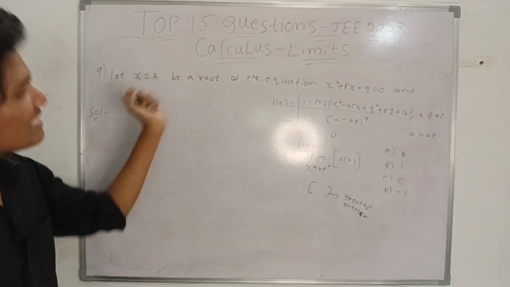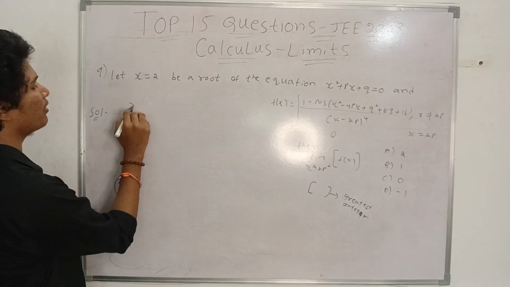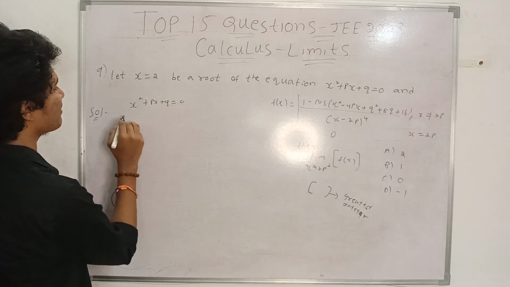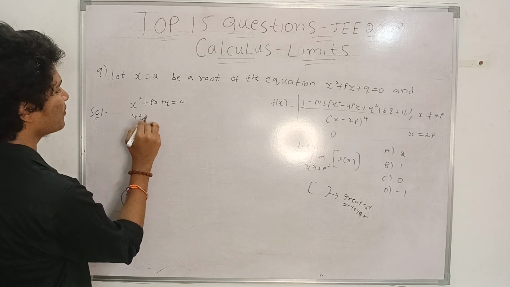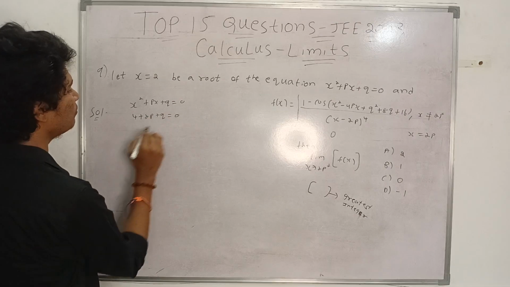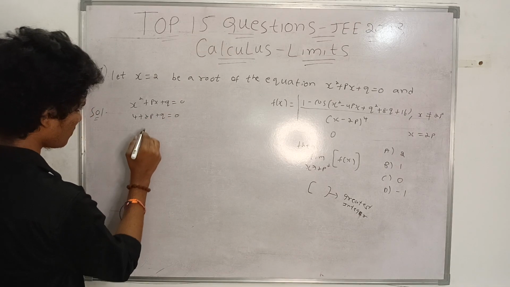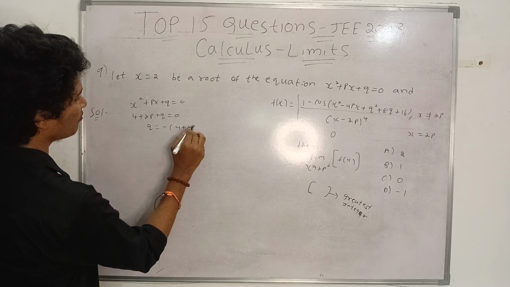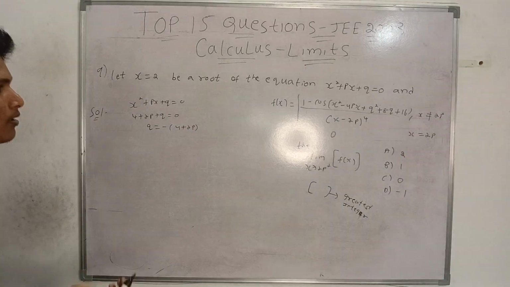When x equal to 2 is the root of this equation, we can substitute the value into x square plus px plus q equal to 0. It will become 4 plus 2p plus q equal to 0, so q equal to minus of 4 plus 2p. Like this you can take.